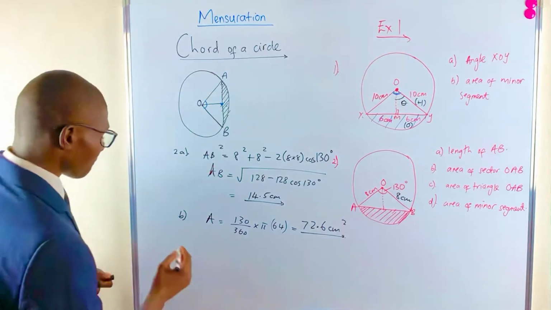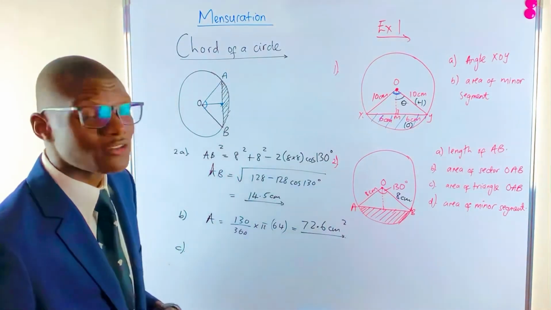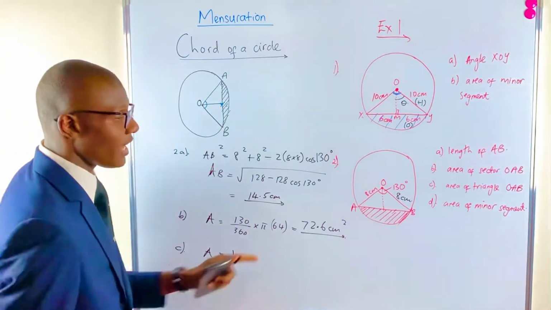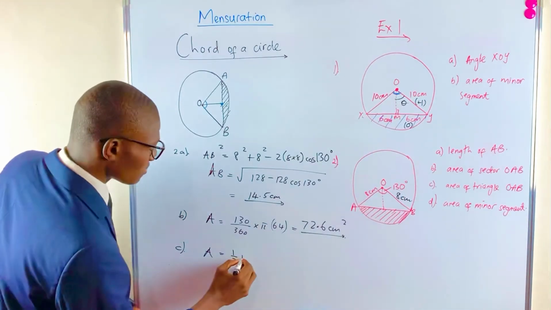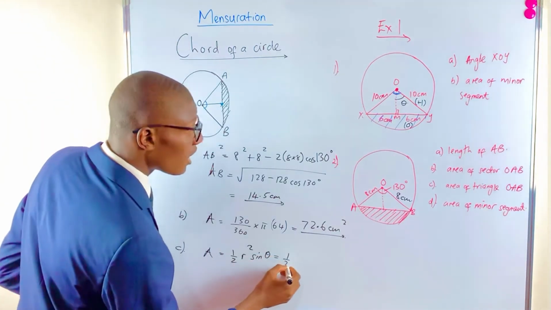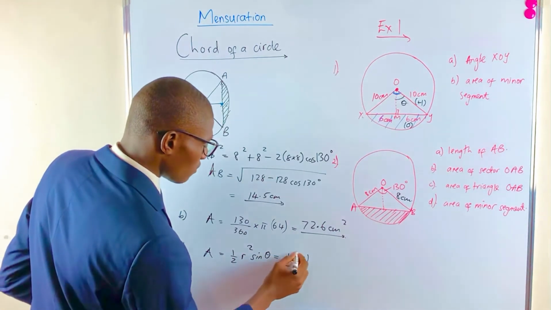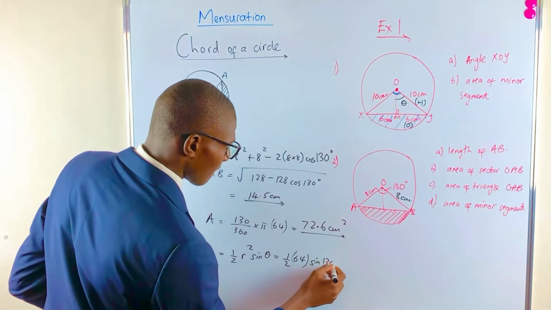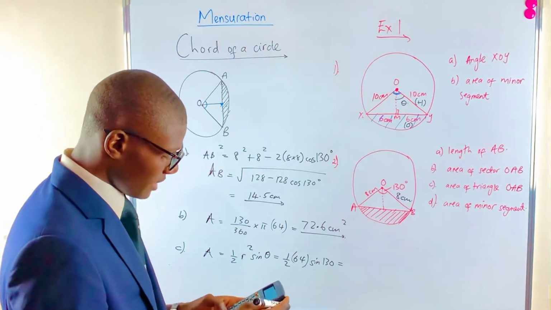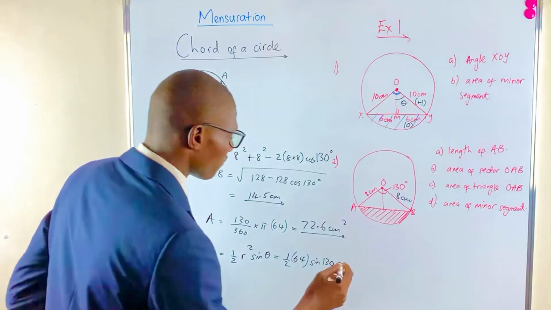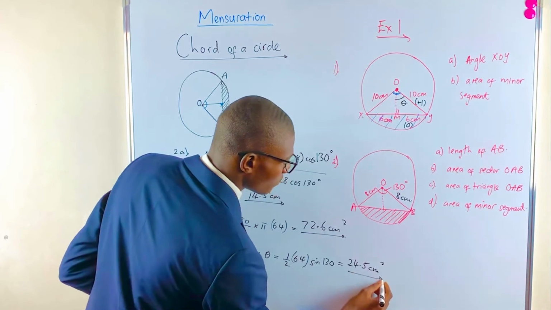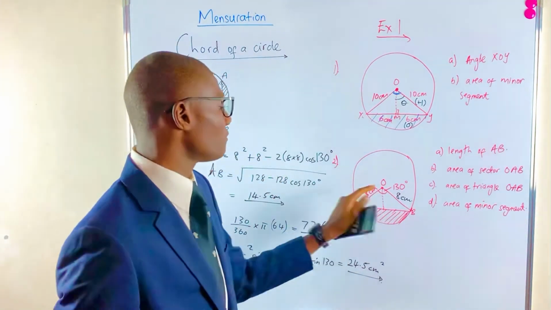And then part C requires us to find the area of triangle OAB, which we say area is half AB sine theta. A and B being the radius, so that's radius squared, which means half 8 squared, that will give us 64 sine of 130. And this will give us an answer of 32 sine 130, that is equal to 24.5. So 24.5 square centimeters as well. This would be the area of this triangle.